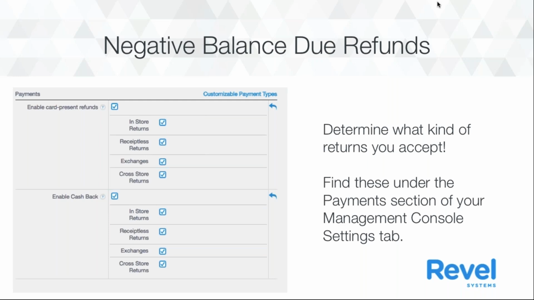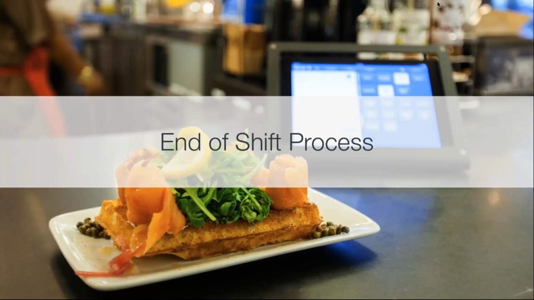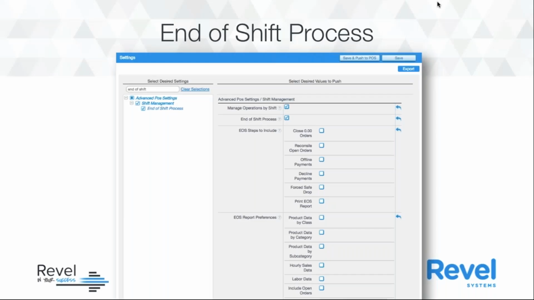We can now refund excess payments on the POS anytime there's a negative balance due. Traditionally, Revel has only supported refunds against existing payments, but we realized that definitely limited you in the ability to refund money in lots of different cases. So now you can even process a refund if an existing payment is not present in the system, just like with receiptless returns, old orders, or payments that were taken with a third-party system. So you can head to the payment section of your management console settings tab and determine the criteria that you'd like to build out so that it fits your system exactly the way that you want it.